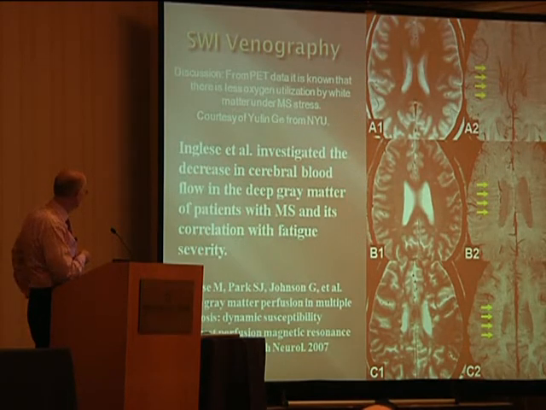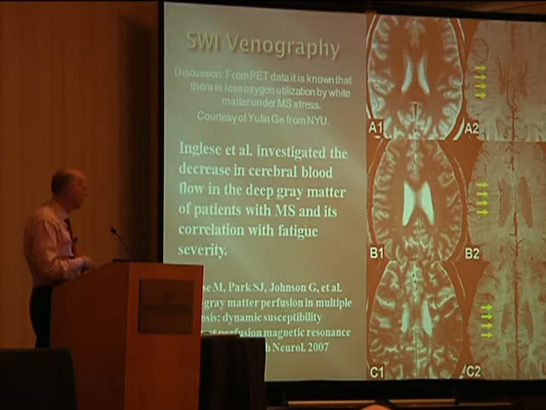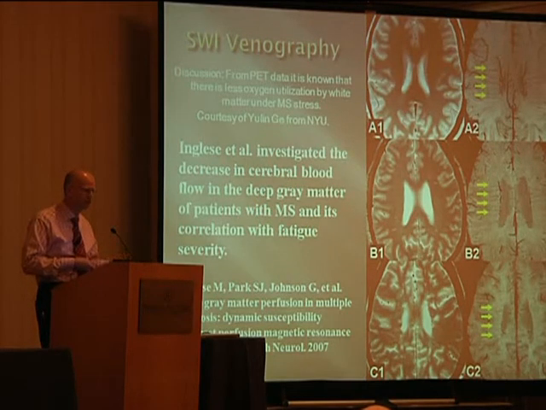So I also want to point out to you that this is consistent with work by people in the last 10 years, particularly Matilde Inglese et al., also from NYU, who investigated the decrease in cerebral blood flow in deep gray matter of patients with MS, i.e., they have reduced perfusion to the brain.